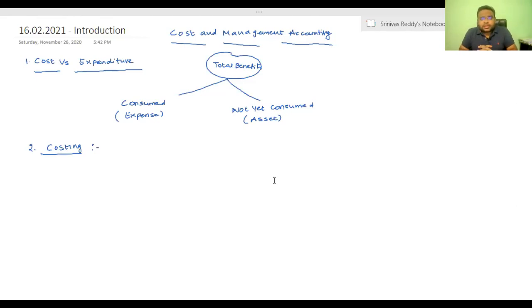Yes, students. In cost and management accounting, we are discussing the topic called cost versus expenditure. So what is meant by cost? Cost is nothing but the value of sacrifices made. What type of sacrifice do we make? Maybe in terms of giving money or giving our goods or whatever it is. When we sacrifice some resources, why are we sacrificing them? To acquire goods or services.